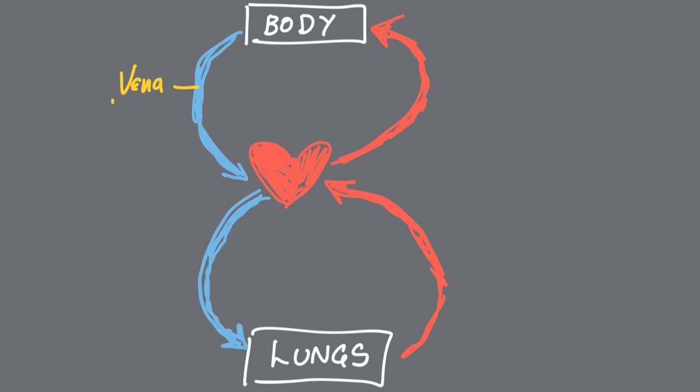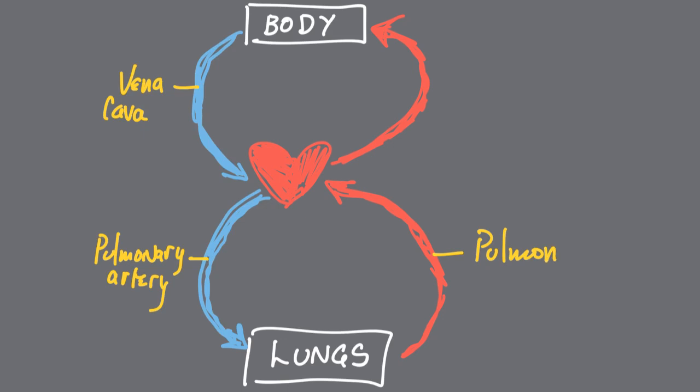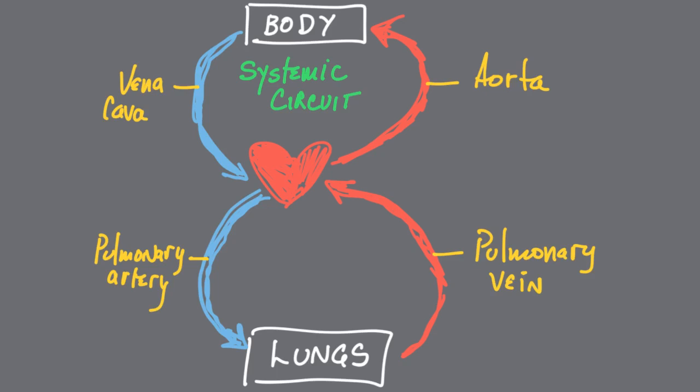So here we have the vena cava in blue going from the body to the heart. From the heart to the lungs is the pulmonary artery. From the lungs back to the heart is pulmonary veins. And from the heart to the body is the aorta. The blood circulation going to and from the body is the systemic circuit, and the blood going to and from the lungs belongs to the pulmonary circuit.